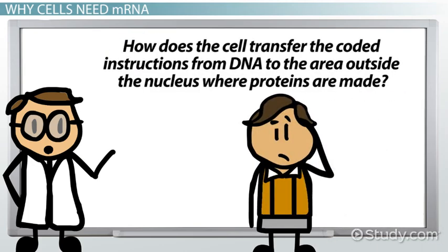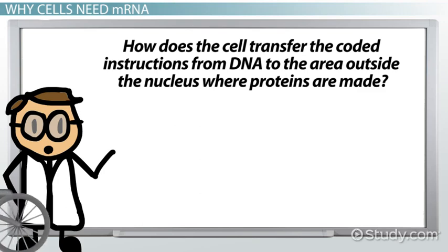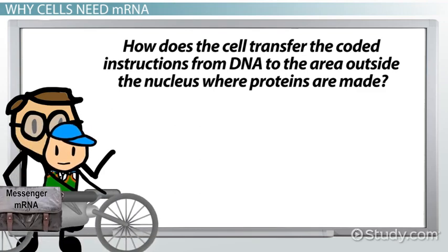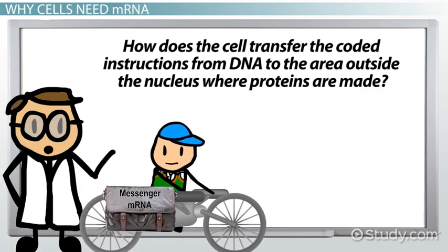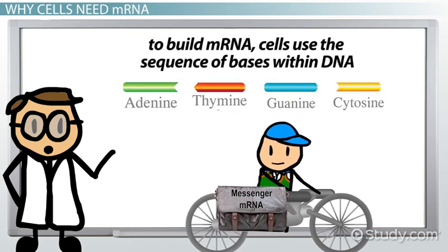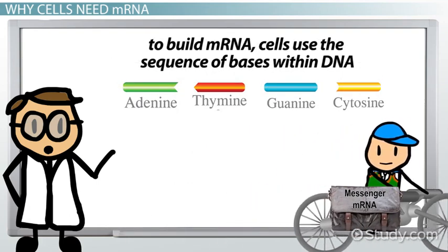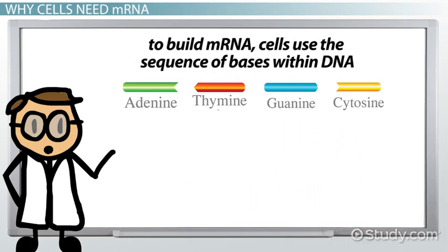So, how does the cell transfer the coded instructions from DNA to the area outside the nucleus where proteins are made? The answer is that it creates mRNA. This mRNA is smaller than DNA, and it can exit the nucleus. To build mRNA, cells use the sequence of bases within DNA. Now let's discuss exactly how this works.